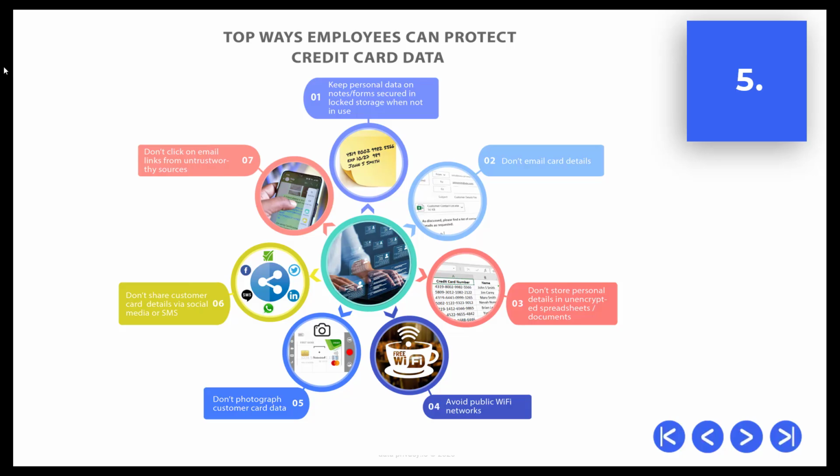Number 4, avoid using public Wi-Fi on your devices, as it's often open to eavesdropping by nearby hackers. And 5, avoid photographing card data, as phones may be later accessed by opportunistic hackers later on. Number 6, never share customer card details on social media or via text message, as they may be retrieved later via hackers if they ever get into your device later on. And number 7, be extra vigilant of links and attachments when opening work email. Be mindful of phishing risks, particularly from external sources.